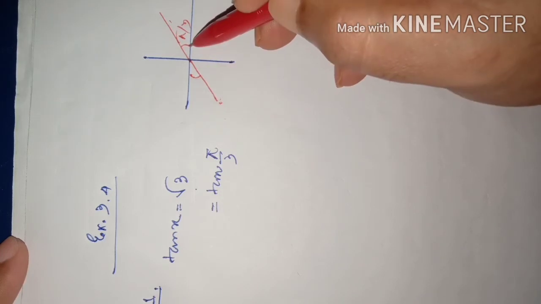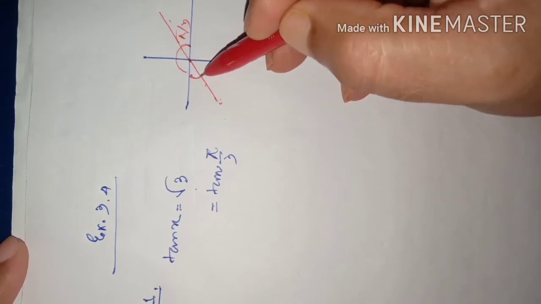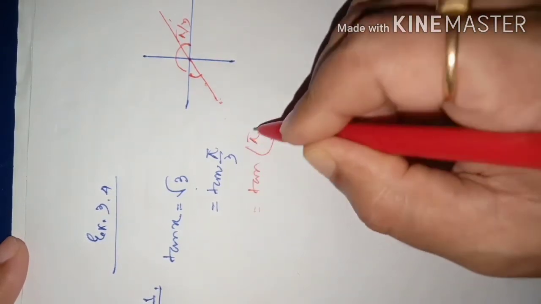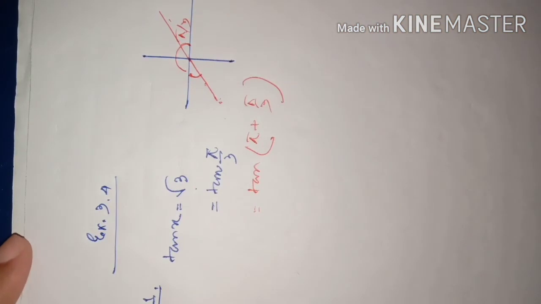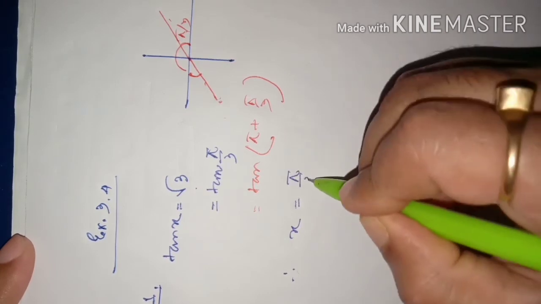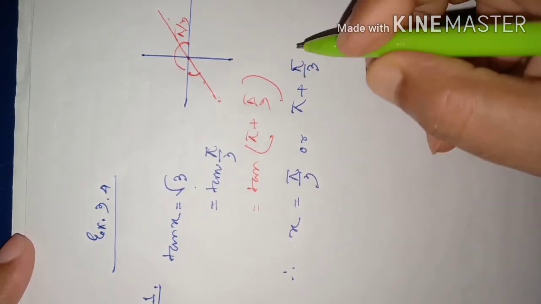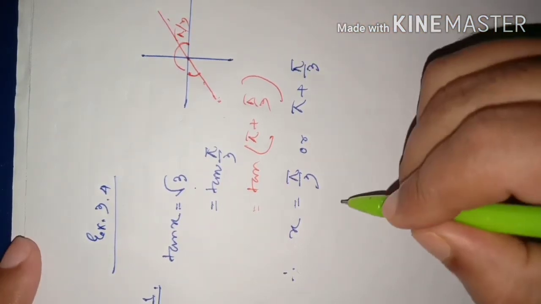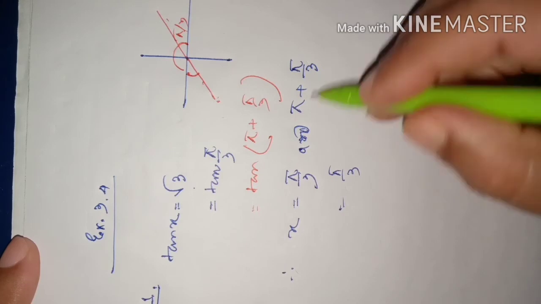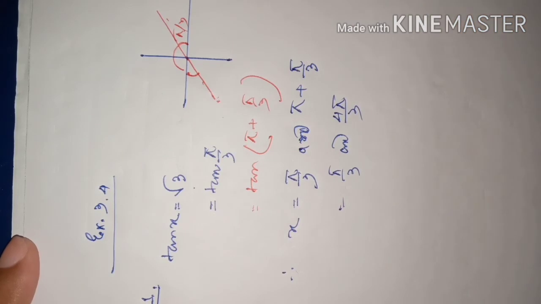If in this quadrant you get, the angle will be pi by 3. But if in this quadrant you get, the angle will be pi plus pi by 3. So this will be also equal to tan of pi plus pi by 3. That means the solution can be, therefore x can represent pi by 3 or pi plus pi by 3. So our principal solution will be pi by 3 and 4 pi by 3, like this you can say. Okay, dear students.